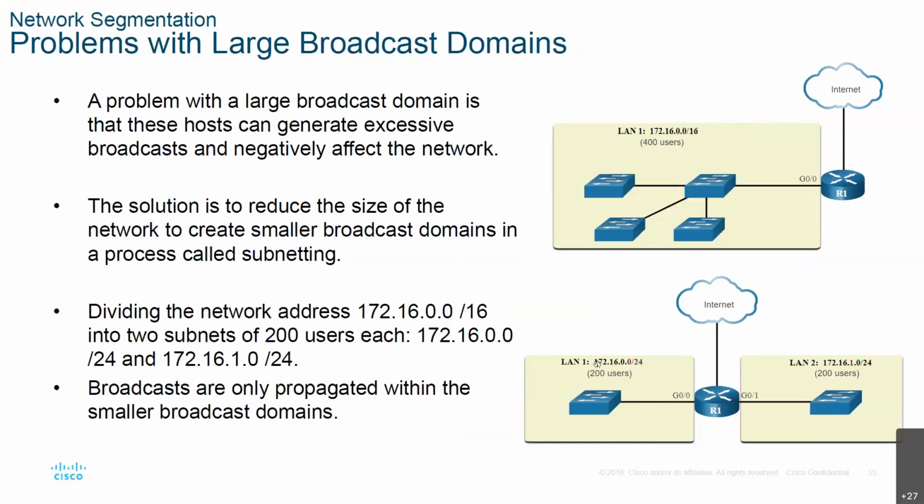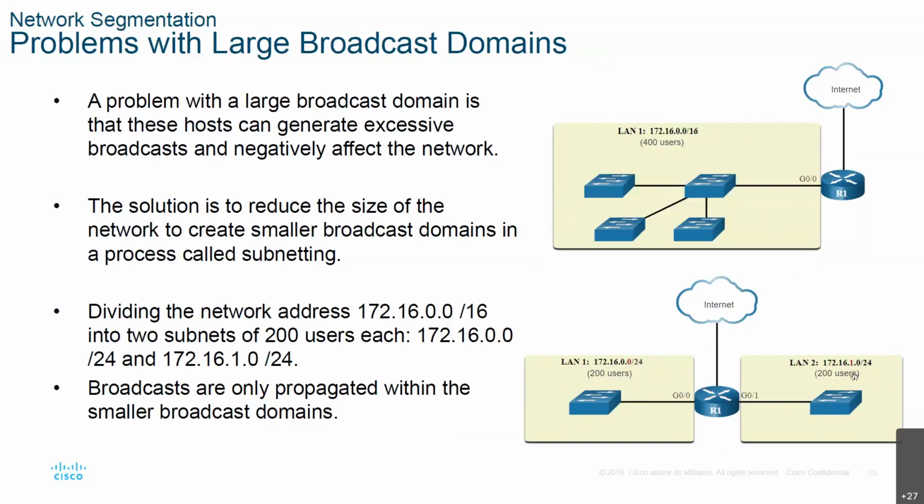This subnet, the network address is 172.16.0.0. This subnet is 172.16.1.0. Get the idea, my dear students? Now, how many users? 32 minus 24 is equal to 8. 2 to the power of 8 minus 2, 254. Yes, it can have 200 users easily.